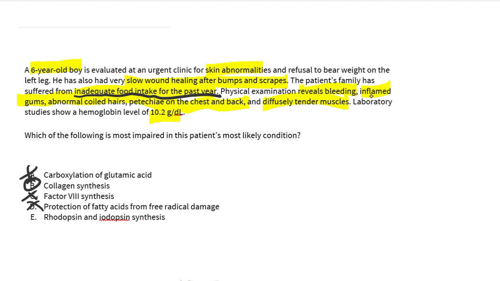Rhodopsin and iodopsin synthesis. So these are proteins that are found in the eye, the back of the eye, the retina, and you would expect this to be defective if the patient has a vitamin A deficiency, so they would experience visual defects, which isn't really consistent with the picture that we see.